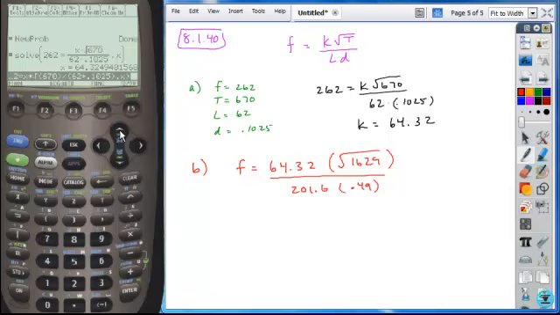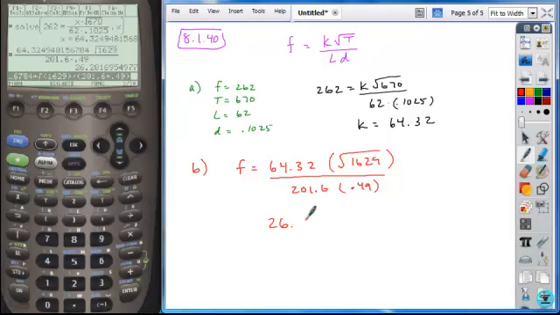If I just highlight my answer here, get rid of the x equals. If I take that measure times the square root of 1629, divided by the entire quantity, 201.6 times 0.49, and then hit enter, I get my answer for the frequency to be about 26.28 as my solution.